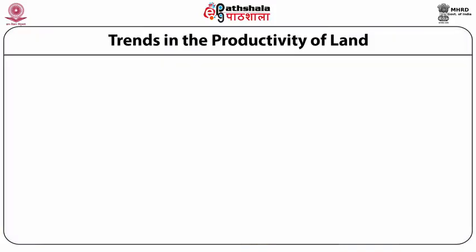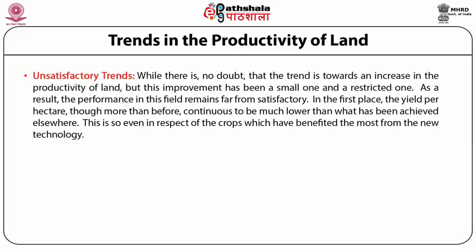But for this, the agriculture growth achieved at a rate of 2.7% would have been almost impossible. Another factor is the unsatisfactory trends. While there is no doubt that the trend is towards an increase in the productivity of land, this improvement has been a small and restricted one. As a result, the performance in this field remains far from satisfactory.